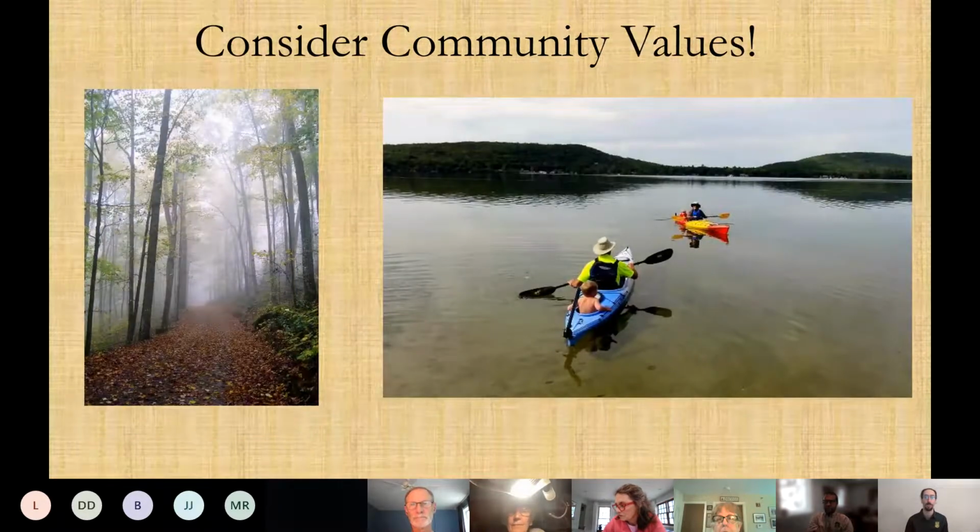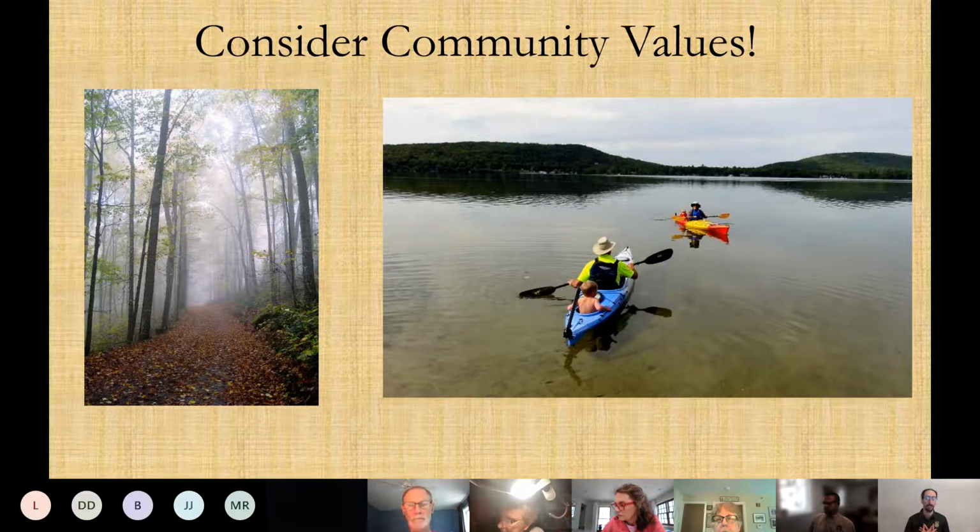So another reason we plan is for our community values. Boating, hunting, biking, birding, running. These are just a few of the recreational activities that are a way of life for so many Vermonters. And we want to feel connected to the place that we live. And so many of us form communities around these activities.